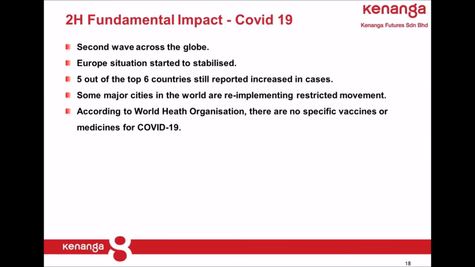So what's happening now is that we have a second wave of COVID-19 across the globe, although the Europe situation is basically stabilizing. Among the top 6 countries, 5 are reporting increasing cases and are still in an uptrend, not yet stabilized, except Russia. The top one is of course China, then the US, followed by India. Some major cities in the world are re-implementing movement restrictions to ensure the virus does not spread on a very large scale.